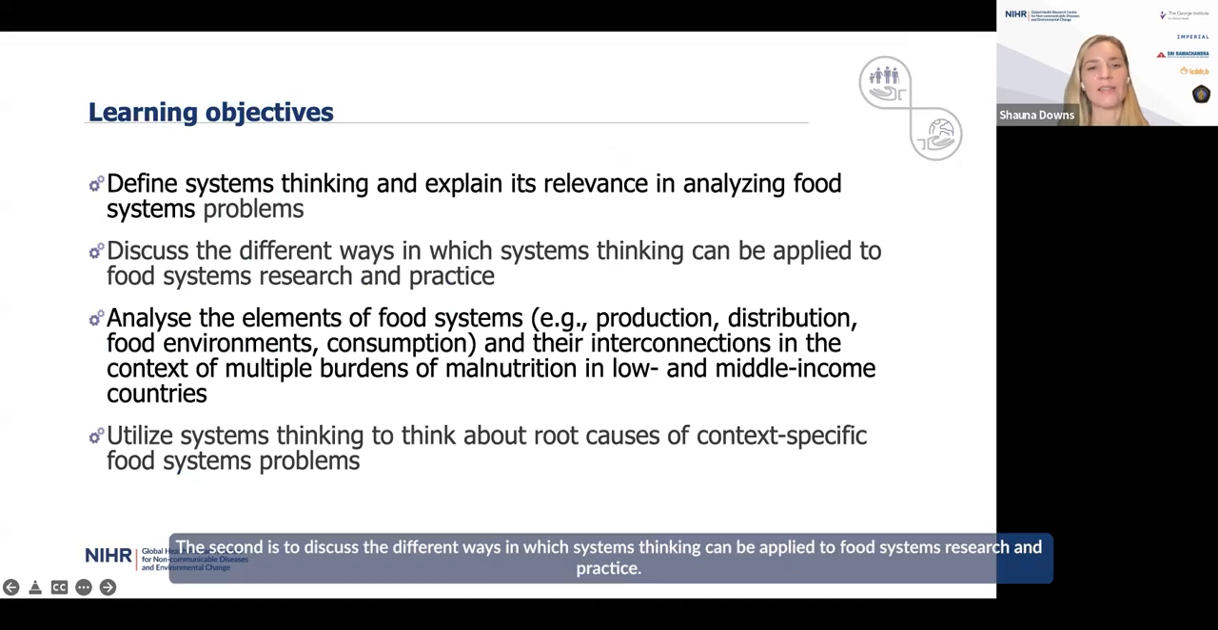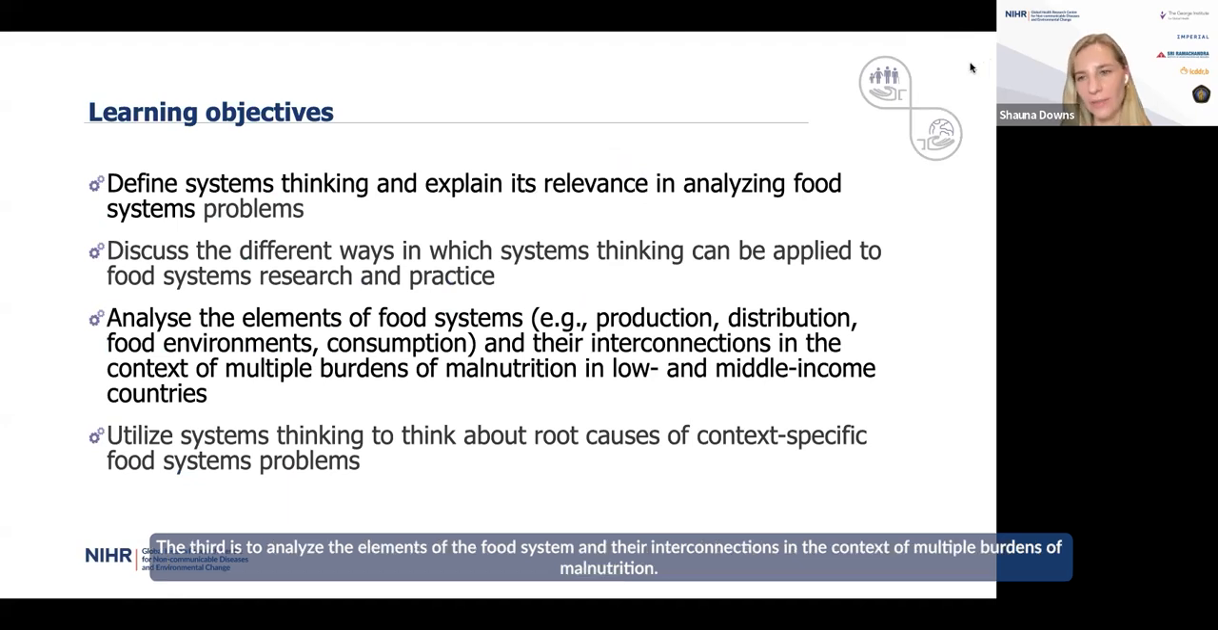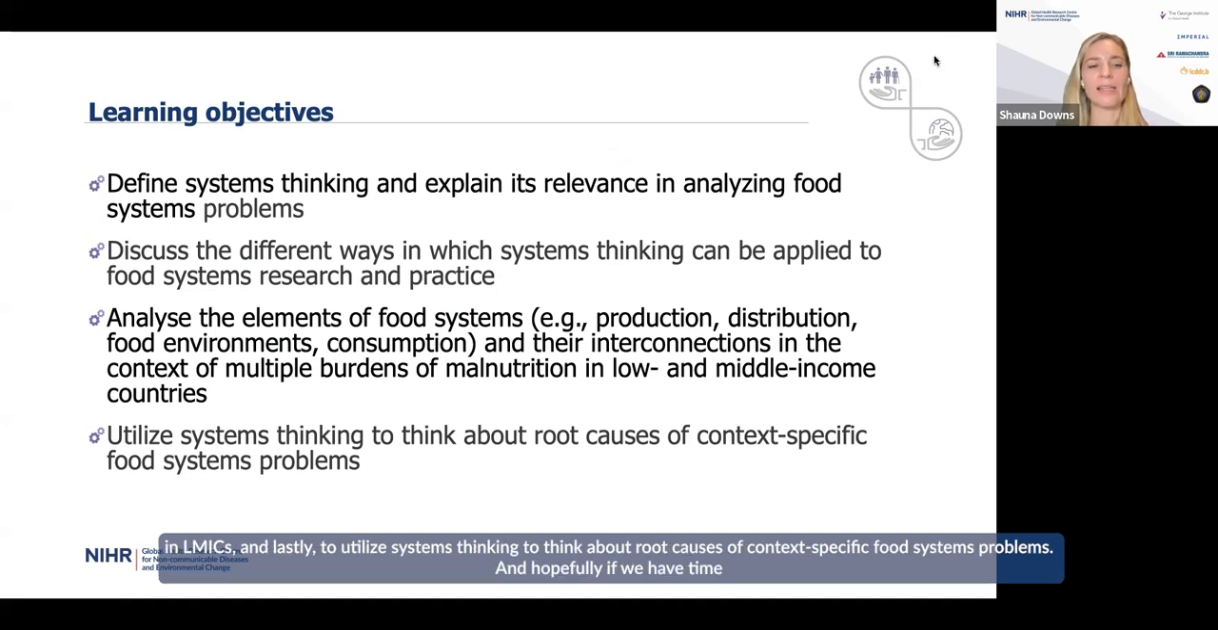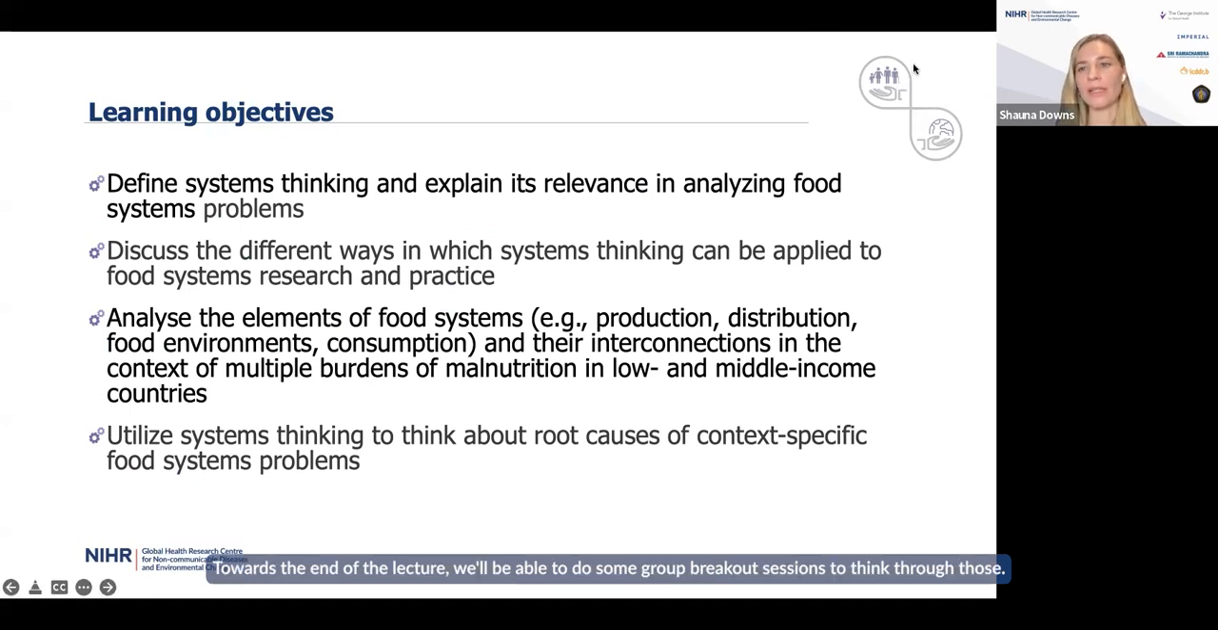The second is to discuss the different ways in which systems thinking can be applied to food systems research and practice. The third is to analyze the elements of the food system and their interconnections in the context of multiple burdens of malnutrition in LMICs. And lastly, to utilize systems thinking to think about root causes of context-specific food systems problems. And hopefully, if we have time towards the end of the lecture, we'll be able to do some group breakout sessions to think through those.